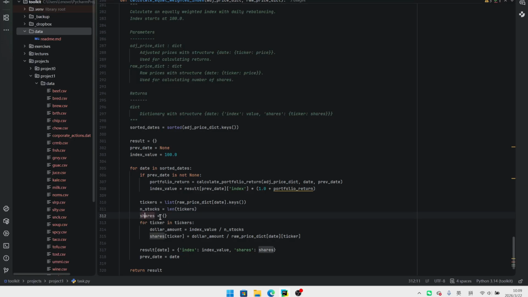Share is for ticker in tickers. Dollar amount is... what is dollar amount? Index value. So what does that mean? So just now, I do not know what this means.